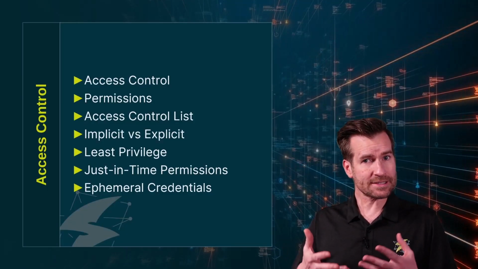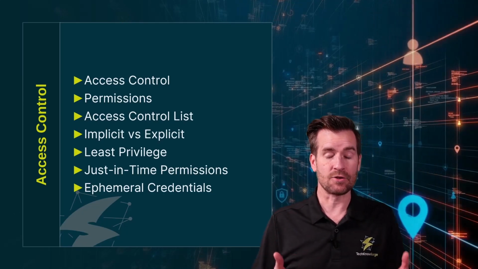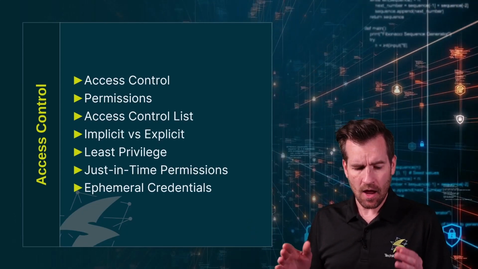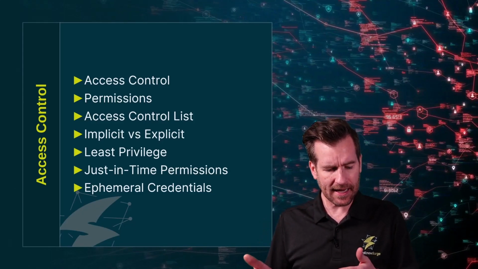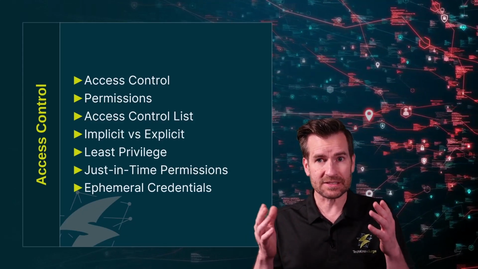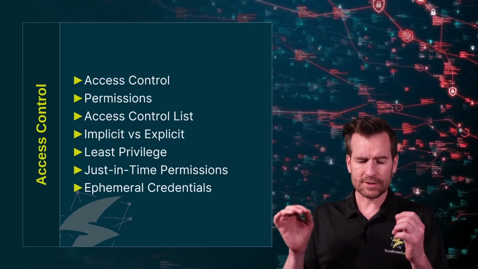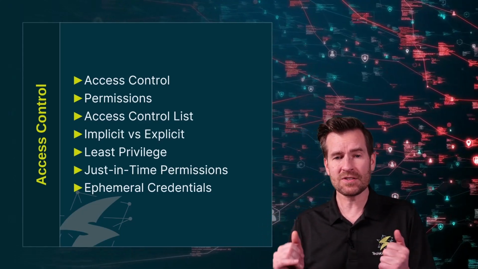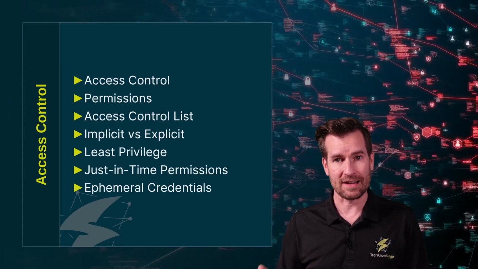In this video, we'll start out by talking about what access control is. We'll get into permissions and what those look like, what access control lists look like. We'll get into implicit versus explicit permissions. We'll talk about least privilege, just-in-time permissions, and we'll finish things off talking about ephemeral credentials.